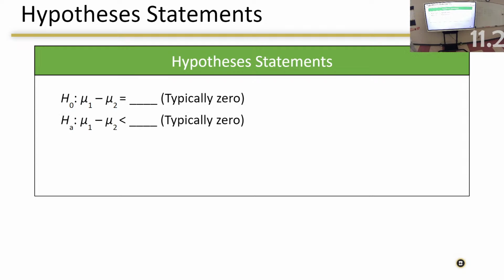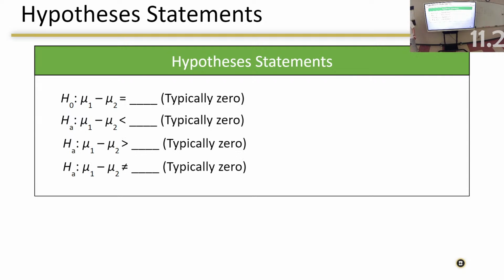And then our alternative, well, we think one of them's less, or we think one of them's greater, or we think that they're different. One of those 3. And again, typically that value is 0. Whatever this number is, this one has to be the same, right? If we think that seniors type 3 words faster than freshmen, then that'd be 3. We assume it's 3, and then we might think that freshmen are better or worse than the 3. So that would be when it might be not 0. But most of the time, that's 0.